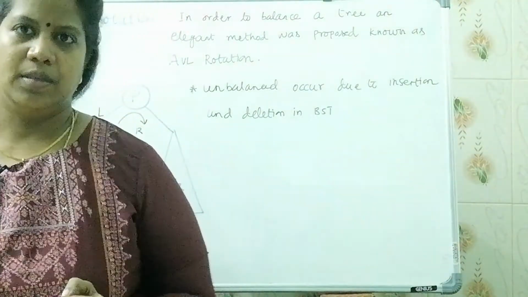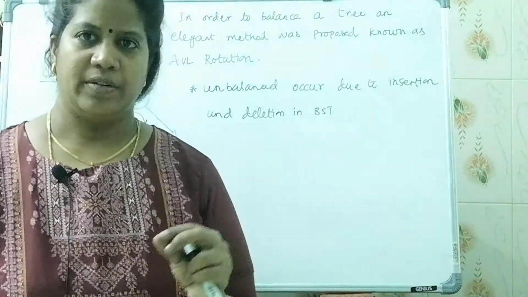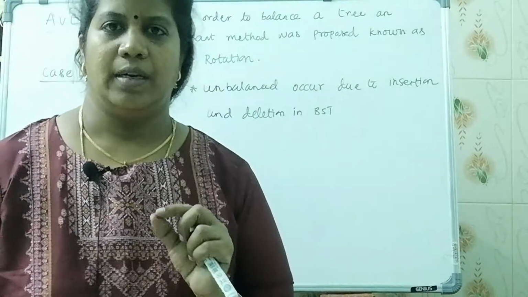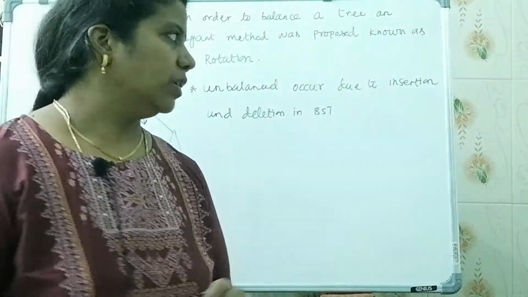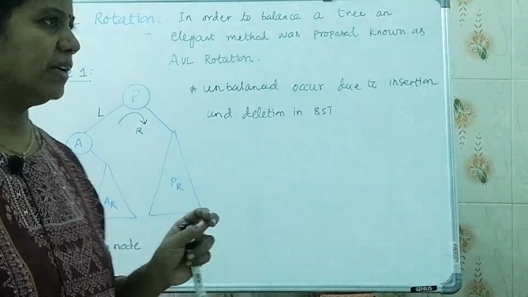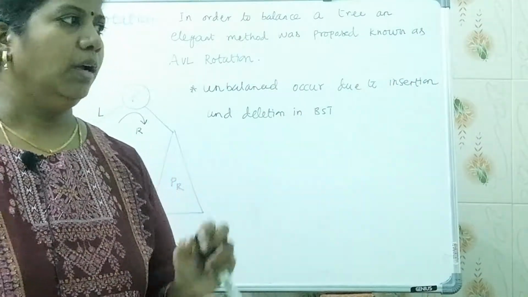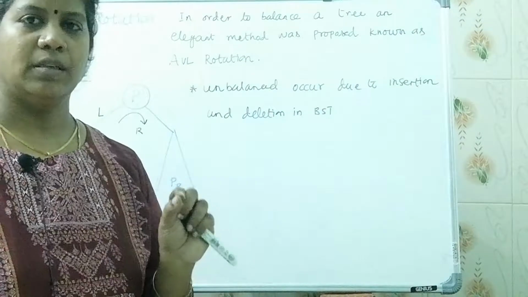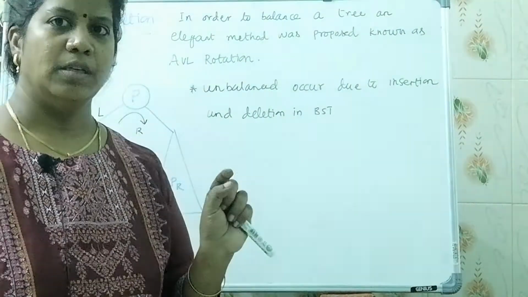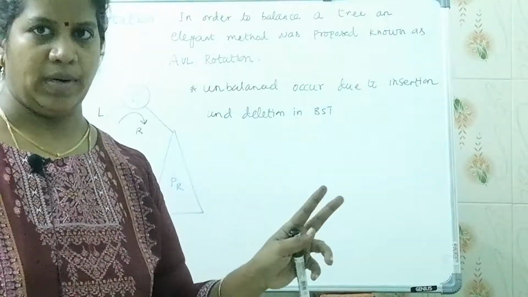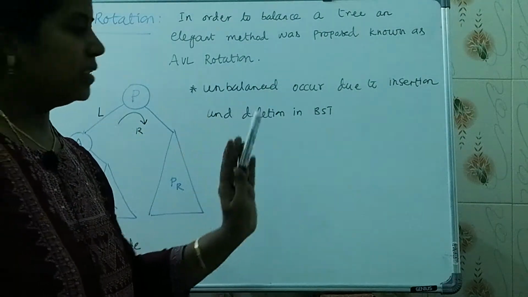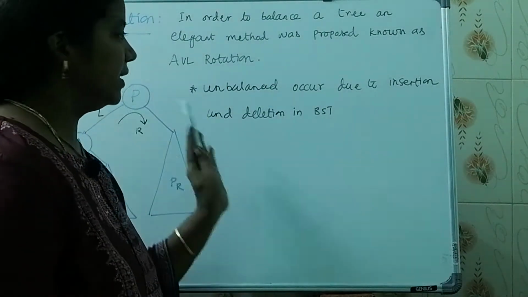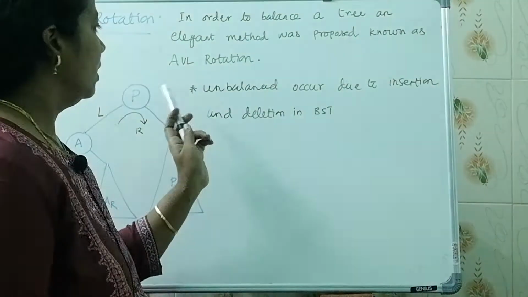Good evening, students. Let us quickly recall the definition of an AVL tree. An AVL tree is one of the self-balanced binary search trees. The definition of an AVL tree: it is a binary search tree whose balance factor is either 0, -1, or 1. Initially, let us consider a tree that is balanced.